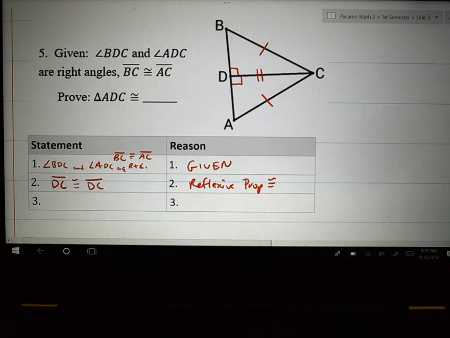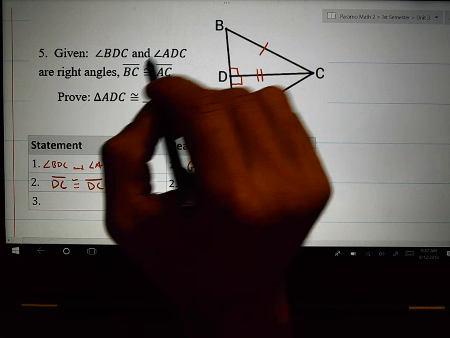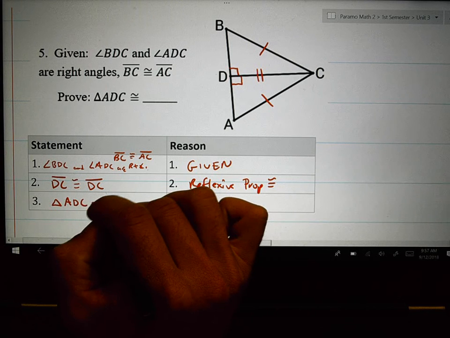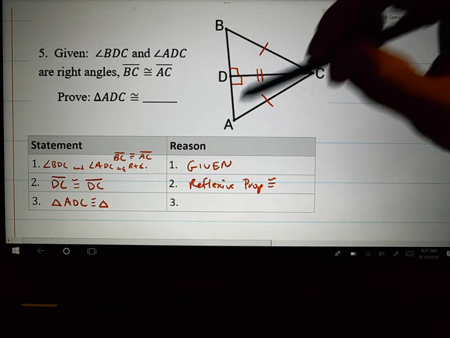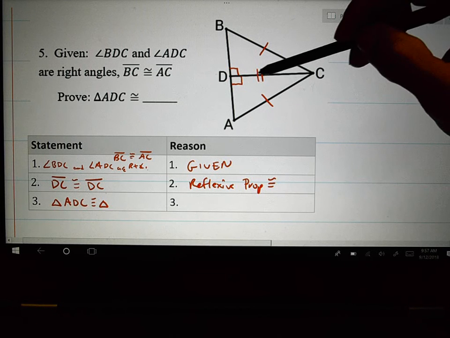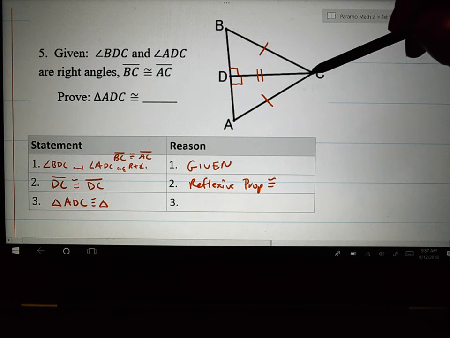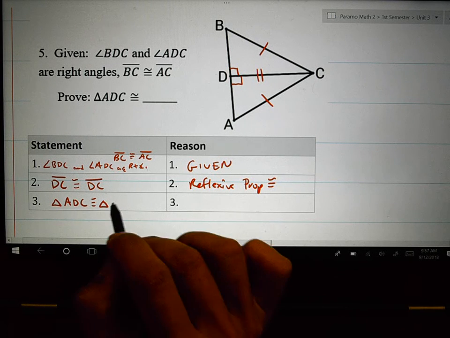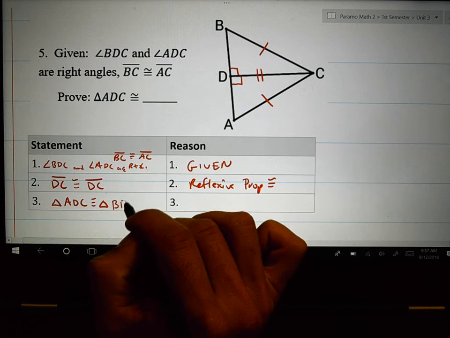What is it we're trying to prove? We're trying to prove that triangle ADC is congruent to another triangle. Triangle A. Then we go to the right angle. Then we go through the 2 side to C. ADC. The letters have to match to triangle what? BDC this time. I'm going to put that up here as well.